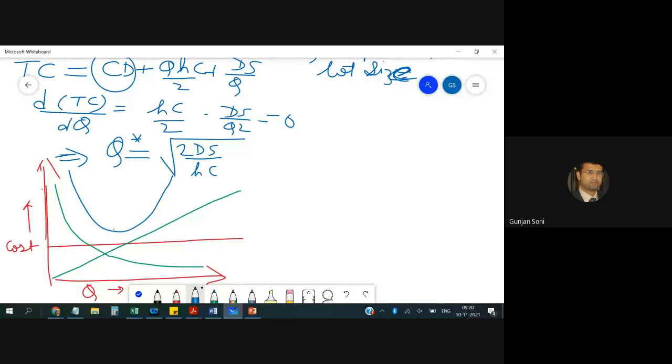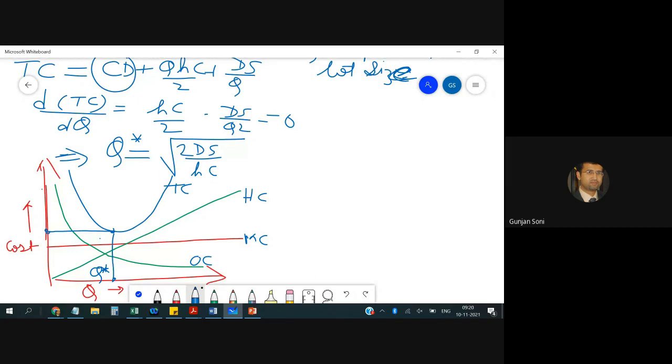And you can see at a certain point you get this minimum value over here. This is your Q star. And that's what we have found out, that the total cost is minimum at Q star. This is your total cost curve, this is your holding cost, this one is your manufacturing cost, and this one is your ordering cost.